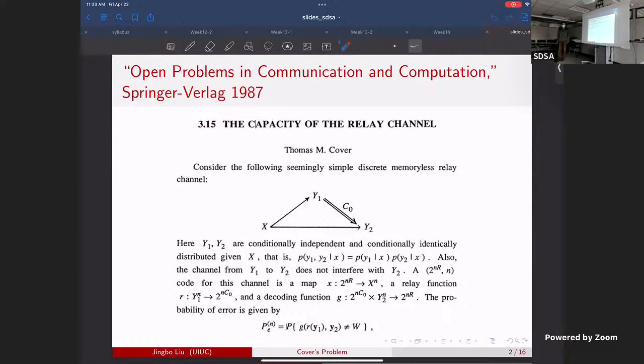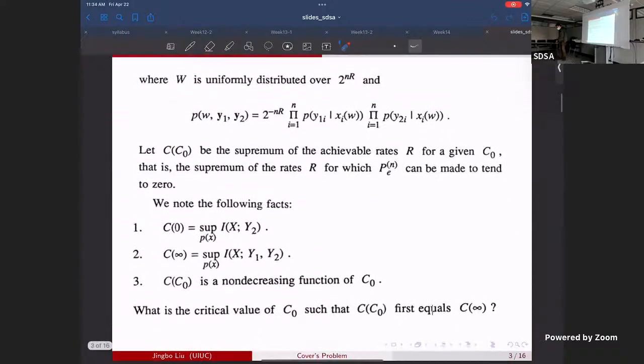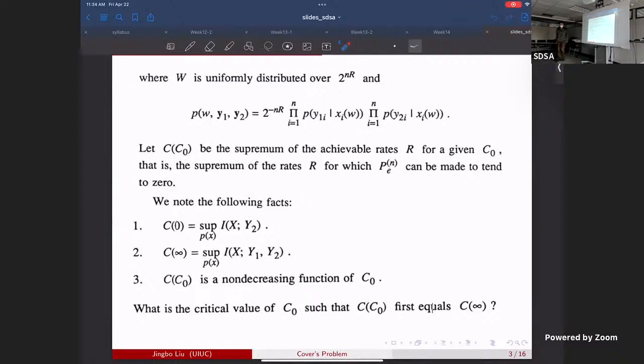On the other side, the relay channel is a very simple channel model, as this picture shows. However, the capacity region for this channel is still unknown to this day. Intuitively, you have a transmitter called X, and the goal is to transmit a message to the destination called Y2. There's a node in the middle called Y1, which is called the relay. The relay is used to help you send a message to the intended destination. I will not go into the details about this channel model, but I just want to mention that this capacity region is still unknown, but Tom Cover asked a specific question about this region.